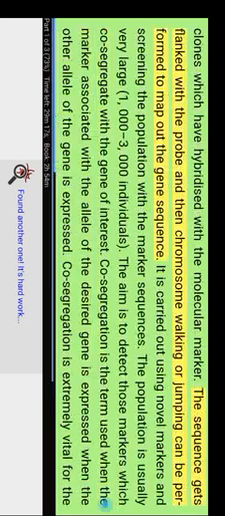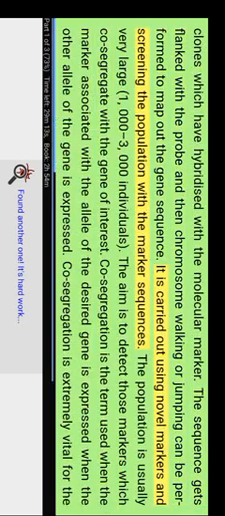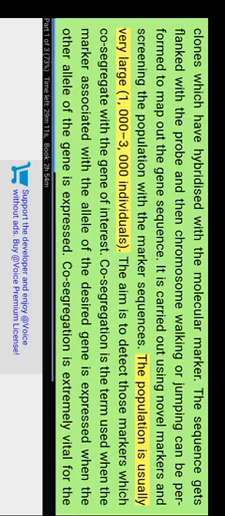The genomic library is screened for the marker in an attempt to separate the clones which have hybridized with the molecular marker. The sequence gets linked with the probe, and then chromosome walking or jumping can be performed to map out the gene sequence. It is carried out using novel markers and screening the population with the marker sequences. The population is usually very large, 1,000 to 3,000 individuals. The aim is to detect those markers which co-segregate with the gene of interest.